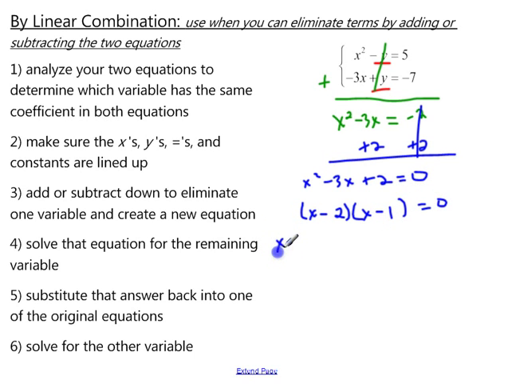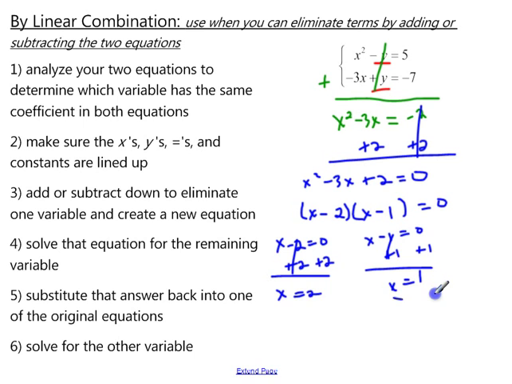So we set each factor equal to 0. So then we get, we have to add 2 to both sides. So we get x is equal to 2, and then here add 1 to both sides. So x is equal to 1. So these are our two x values.